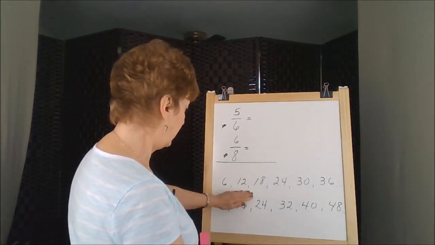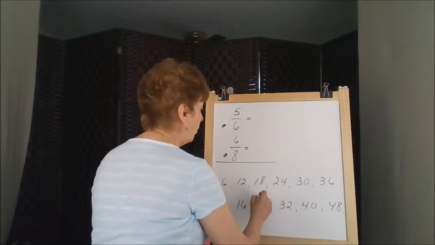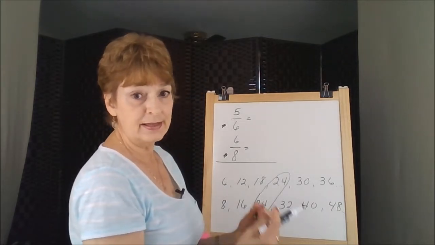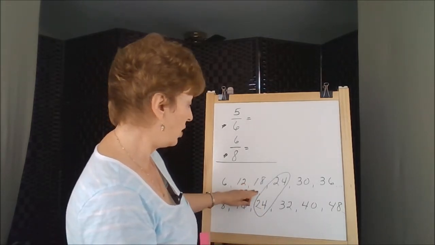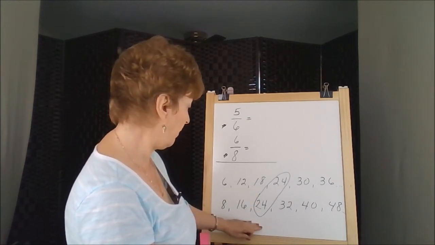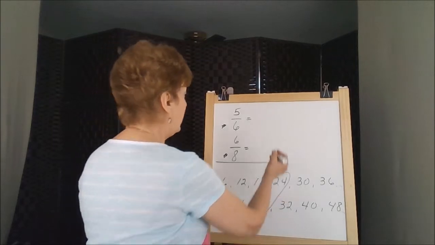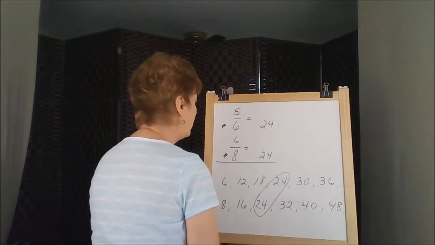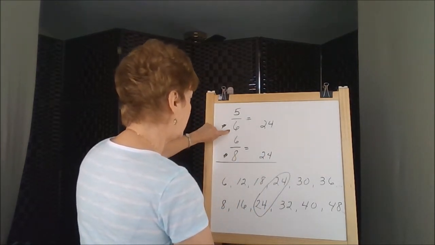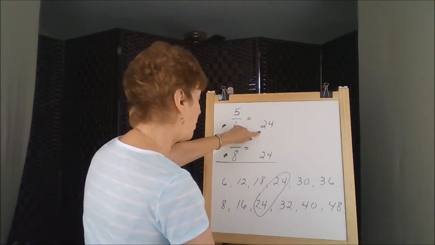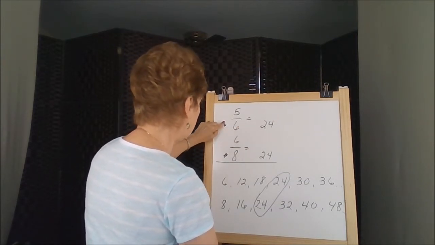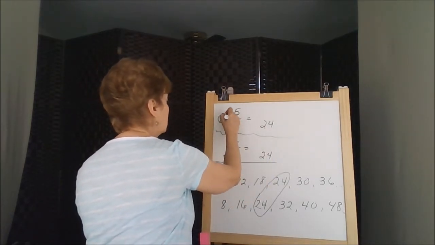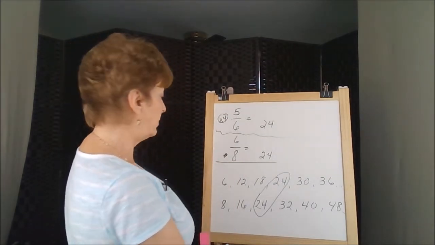But in our 6th line and our 8th line, we have an overlap here at 24. That's where we get the same answer for a multiple of 6 and a multiple of 8. So if we used 24 as our target number, we could say that 6 times 4 is 24. So this fraction, the top fraction, is multiplied by 4 to get an equivalent fraction.